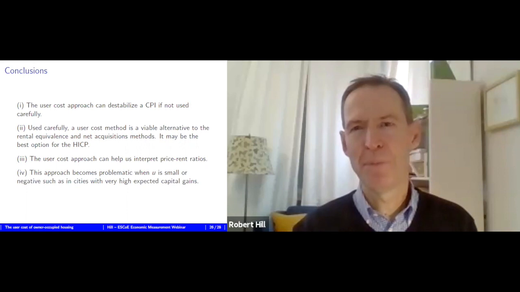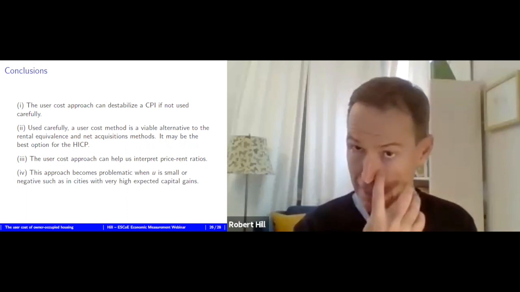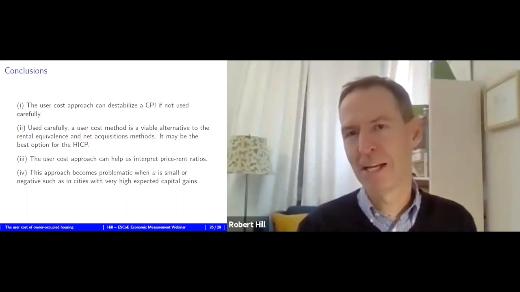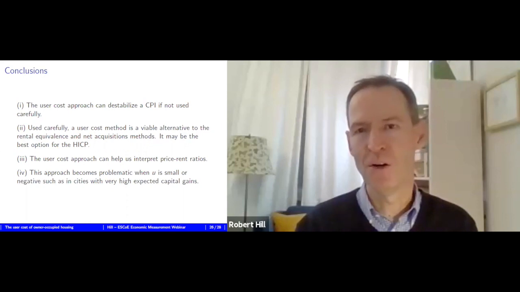Well, just by way of answer to that, I've no problem with rental equivalence as a method, but that part is pitched particularly at the European Central Bank and Eurostat, where countries have said they can't do rental equivalence. So then the question is, if you can't do it, then what do you do? Do you leave owner-occupied housing out, or do you do net acquisitions, or do you do user cost?